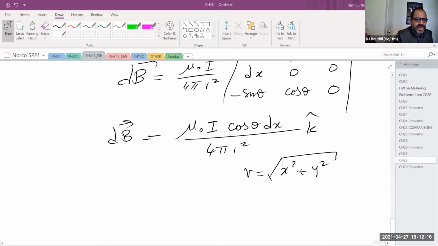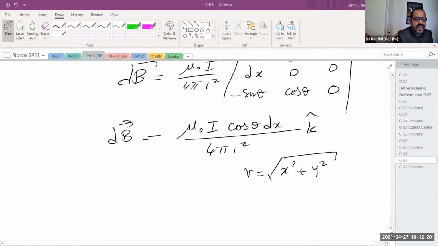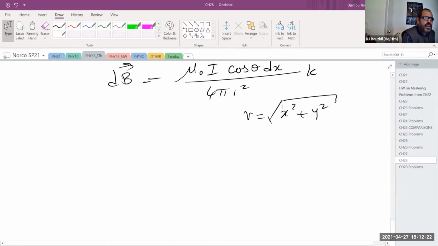So what I'm going to do is take advantage of this relationship between x and theta and actually change the integration from dx to d theta. So we know that x is equal to y tan theta, and it's coming straight out of this expression.